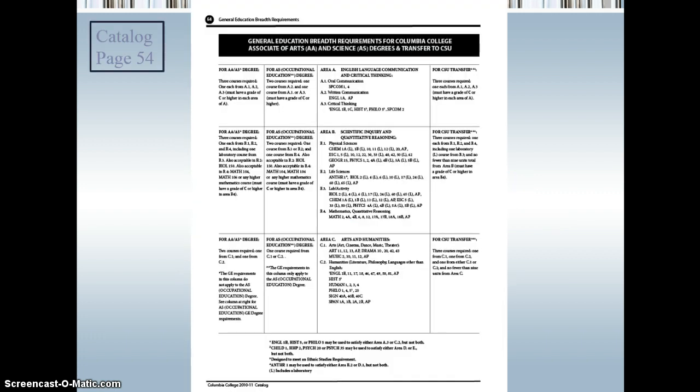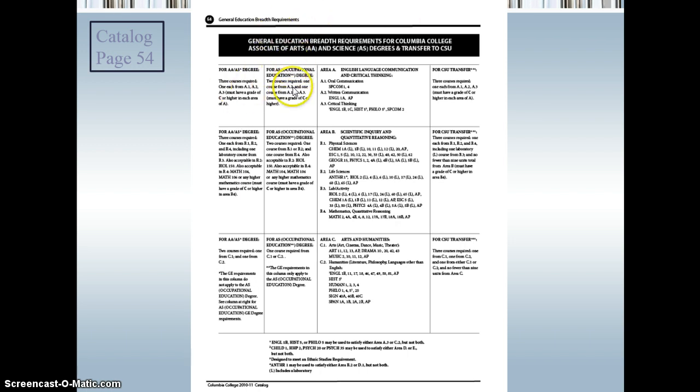Our general education patterns are found in your catalog on page 54 and 55. So this is a picture of page 54, and this catalog is a little bit older, so yours might look a little bit different, but in general, things are the same. So I'm going to use this as an example. For our standard associate's degrees, this column on the very left-hand side lists out the requirements that you would need for our standard associate's degrees, all of our AAs or AS degrees.